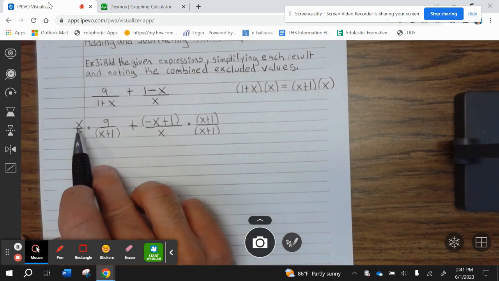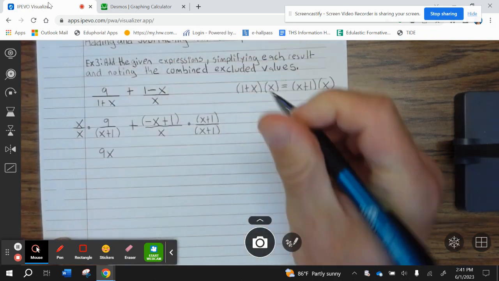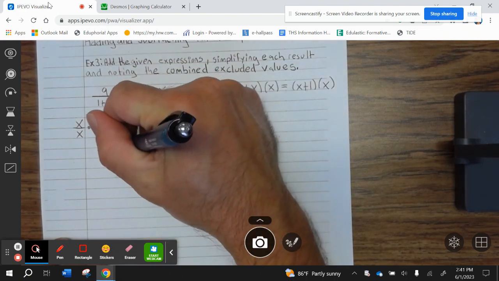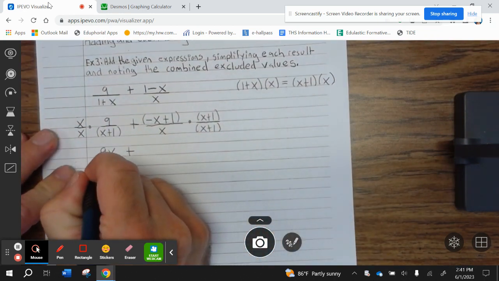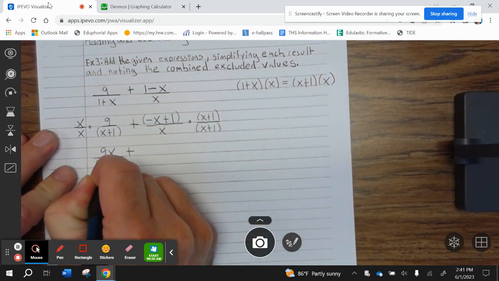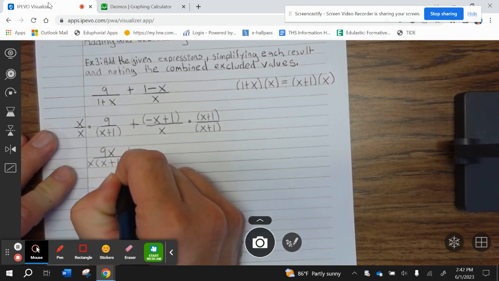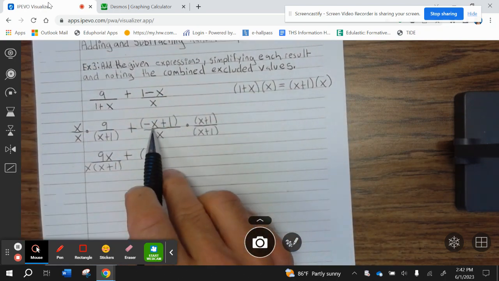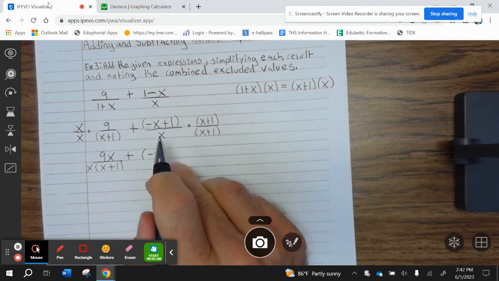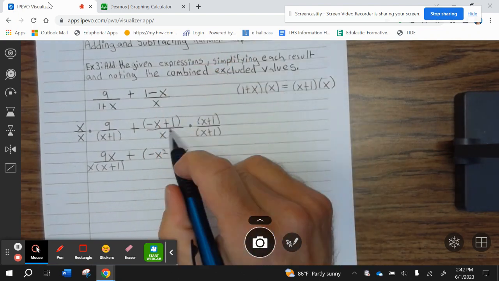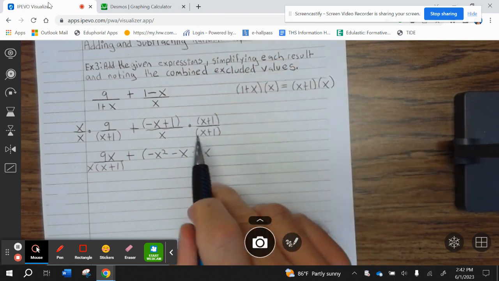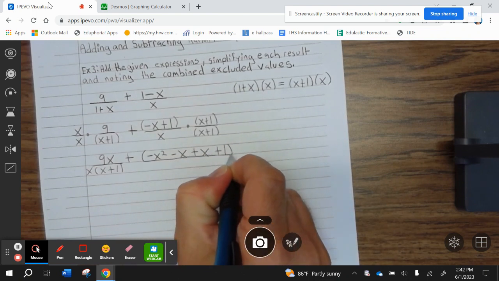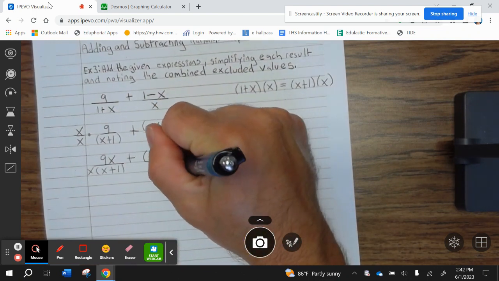So now let's simplify. x times 9 is 9x, plus x times x plus 1. Now here I need to multiply this, so let's go ahead and FOIL. Negative x times x is negative x squared. Negative x times 1 is minus x. 1 times x is plus x. 1 times 1 is plus 1. And that's divided by x times x plus 1.